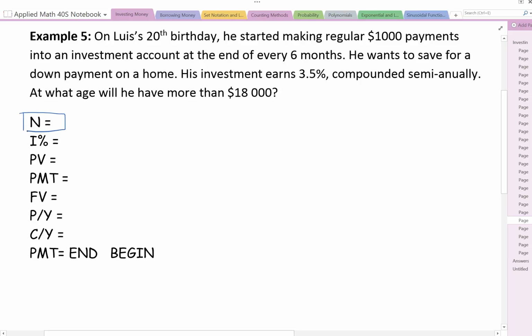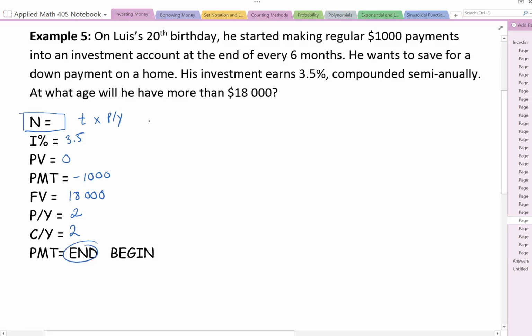Even though n isn't time, n's going to help us solve for time because we know that n is time times our payments per year. So we're going to use that to solve for our t. Now, we know that he's investing at 3.5%. We know that he's investing in regular 6-month payments. So PV is 0, PMT is negative 1,000. And because it's every 6 months, his payments per year is going to be 2. He wants $18,000. And it says that it's compounded semi-annual, so C/Y is 2 as well.